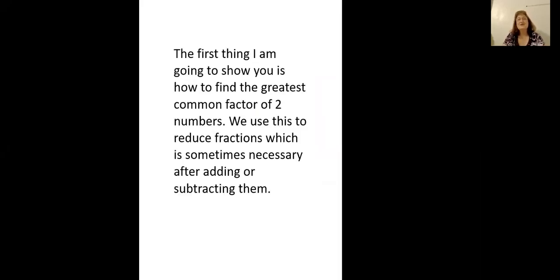The first thing I'm going to show you is how to find the greatest common factor of two numbers. We use this to reduce fractions, which is sometimes necessary after adding or subtracting them.